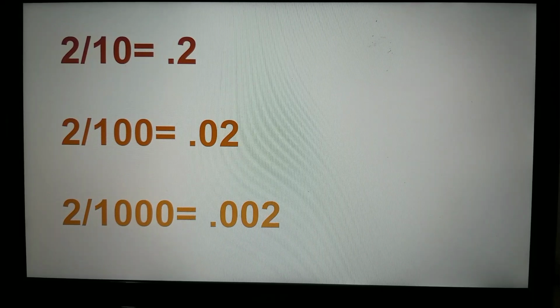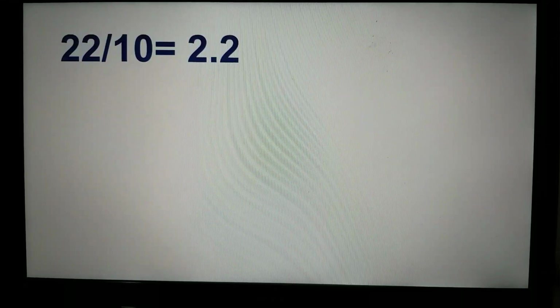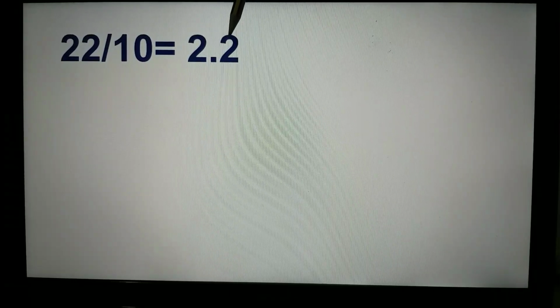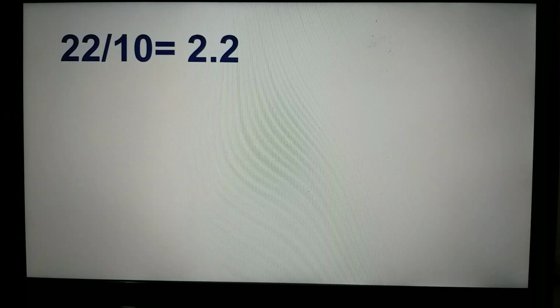Okay, there is another example, a bit different one. 22 divided by 10. Now we want to eliminate this 10 to write it in decimal format. So in this example, there were two digits in the numerator. We wanted to put the decimal after one digit. So we counted from right to left one digit and put the decimal in the middle of the two.